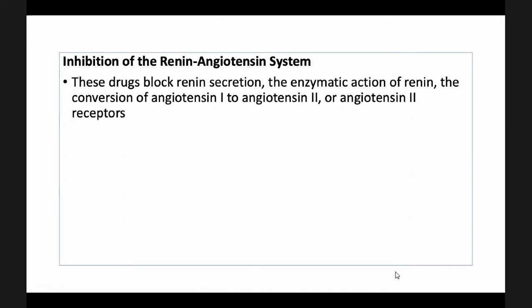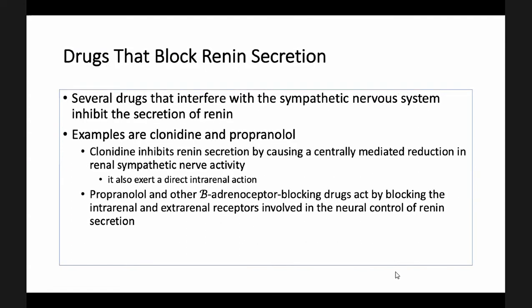So there are drugs that block your renin secretion. It will block the renin secretion, the enzymatic actions of your renin, and the conversion of your angiotensin I to angiotensin II or angiotensin II receptors. These drugs will interfere with the sympathetic nervous system as well and inhibit the secretion of your renin. So what are the drugs that will block the renin secretion involving the sympathetic nervous system? These are your clonidine and your propranolol.